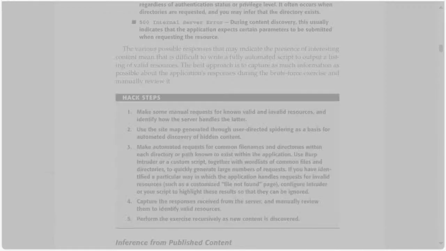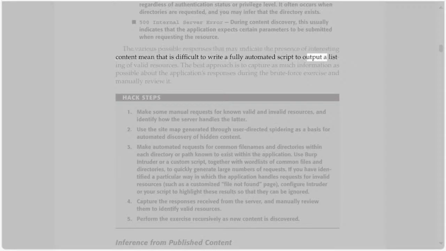This usually indicates that the requested resource exists but may not be accessed by any user, regardless of authentication status or privilege level. It often occurs when directories are requested, and you may infer that the directory exists. 500 Internal Server Error. During content discovery, this usually indicates that the application expects certain parameters to be submitted when requesting the resource. The various possible responses that may indicate the presence of interesting content mean that it's difficult to write a fully automated script to output a listing of valid resources.